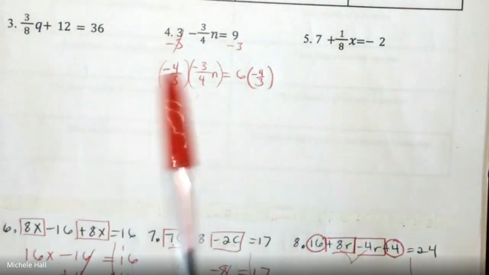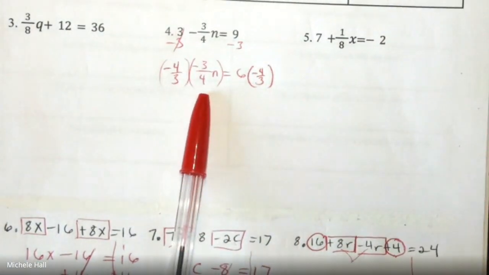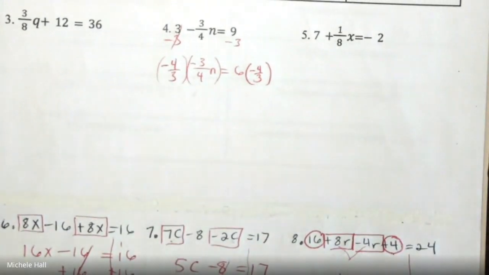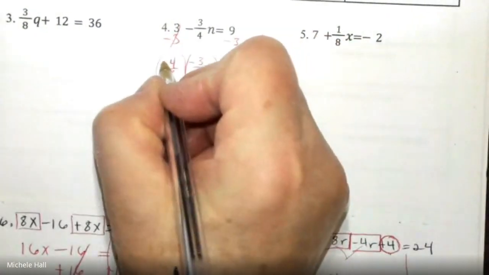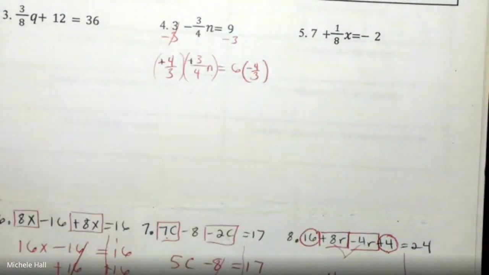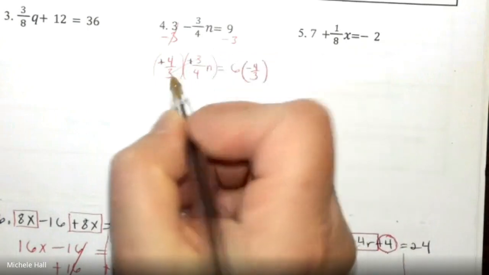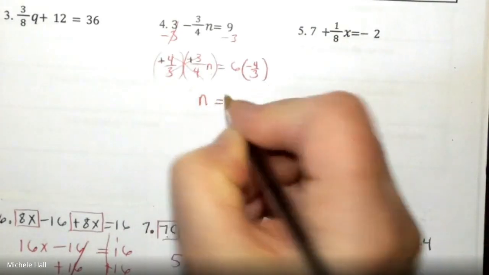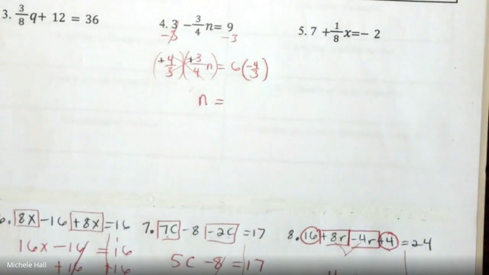I put parentheses around this one because I didn't want it to look like a subtraction problem. I wanted to make sure I understand that it's still multiplying. We have a negative times a negative becomes positive. That's good because I need a positive n variable. And then we see that our 3's will cancel, our 4's cancel, leaving a 1n. Okay, do the second side.